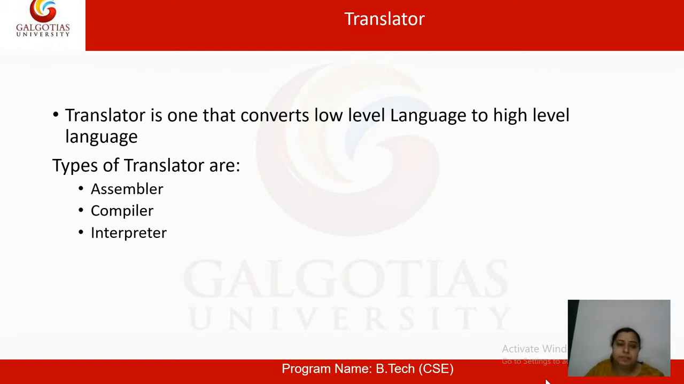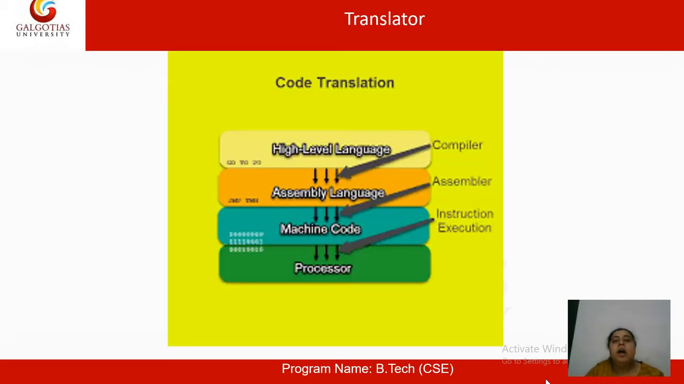Let's talk about a translator. A translator is the one that translates or converts a low level language to a high level language. Mainly there are three types of translators that we have. We have assembler, we have compilers, and we have interpreters. Now let's pick them one by one and let me explain what an assembler is.